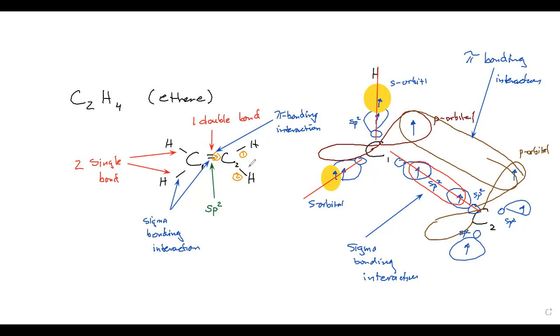Whenever you have 3 bonding domains, let's take a look at the electron geometry first. Whenever you have 3 electron domains, it will always be a trigonal planar electron geometry. Here, because you have 3 bonding domains and no lone pairs, which are non-bonding domains, the molecular geometry will also be trigonal planar.